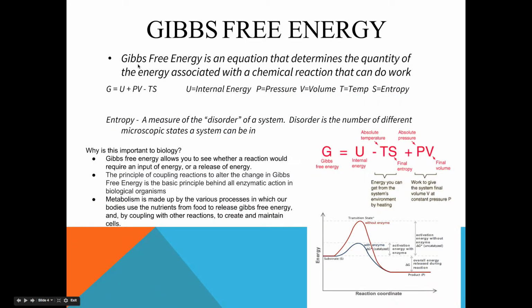Gibbs free energy is an equation that determines the quantity of the energy associated with a chemical reaction that can do work. Why is this important to biology? Gibbs free energy allows you to see whether a reaction would require an input of energy or a release of energy. The principle of coupling reactions to alter the change in Gibbs free energy is a basic principle behind all enzymatic action in biological organisms.